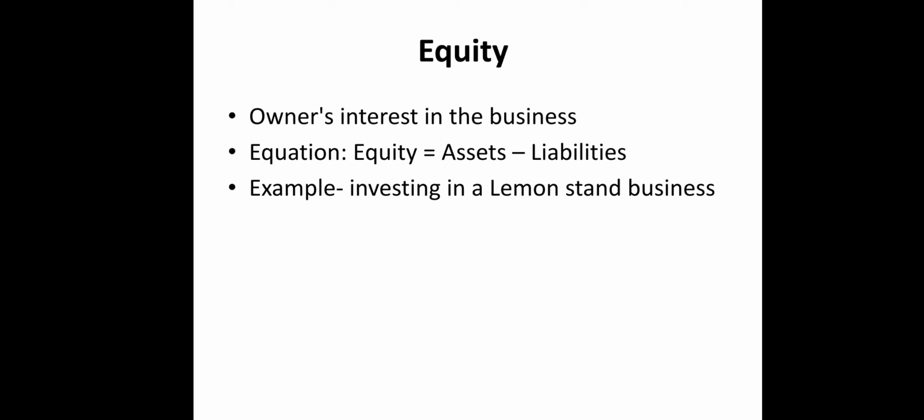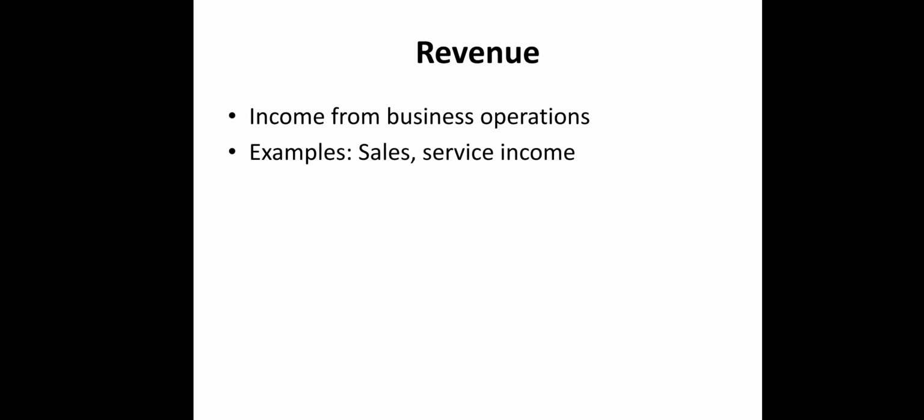I'm basically talking about the equation here, which is equity equals assets minus liabilities. So the assets are worth $10,000 and the loan, which is the liability, is $4,000. You do $10,000 minus $4,000, you have an equity of $6,000. Or another example could be investing in a lemon stand business.